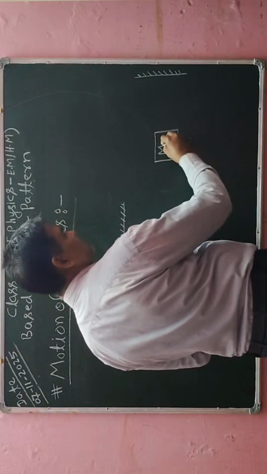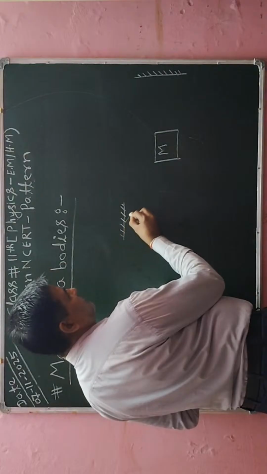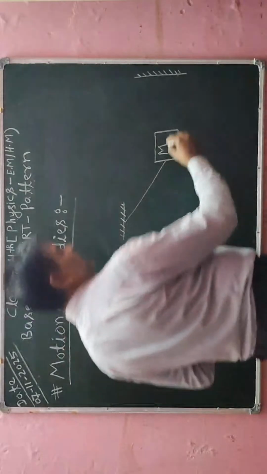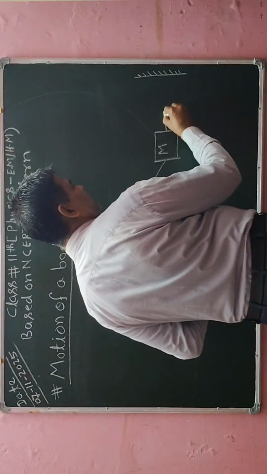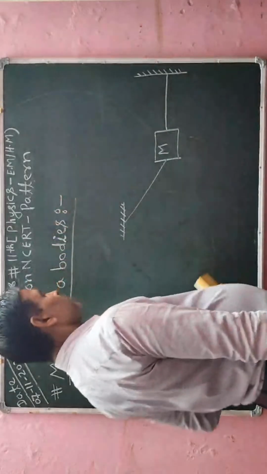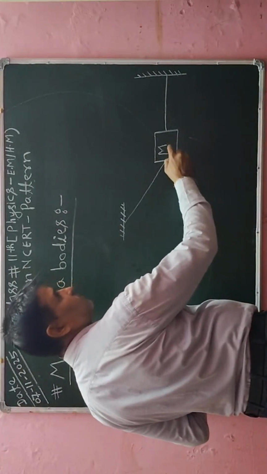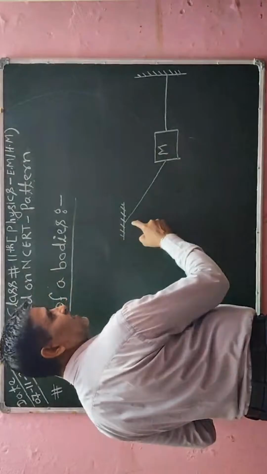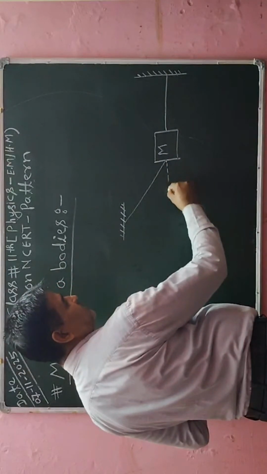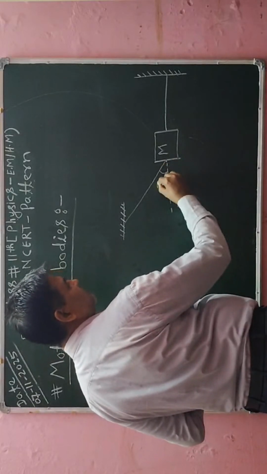Now this object is connected with a string, and the other end of the string is connected with a fixed rigid point. Now I have to mark the point at which the object is joined with the string. So I will draw a horizontal line. With the horizontal line, that string will make a 30 degree angle.